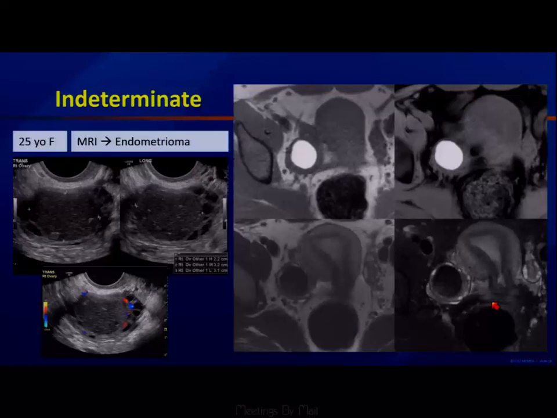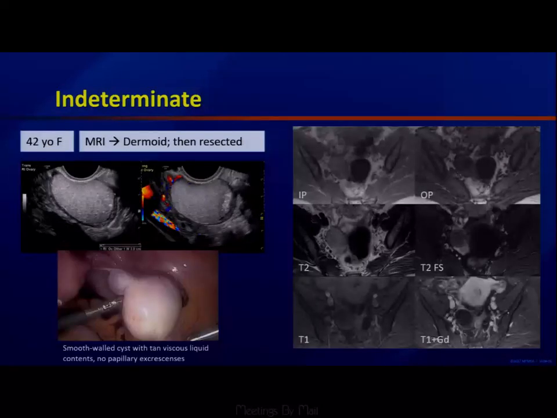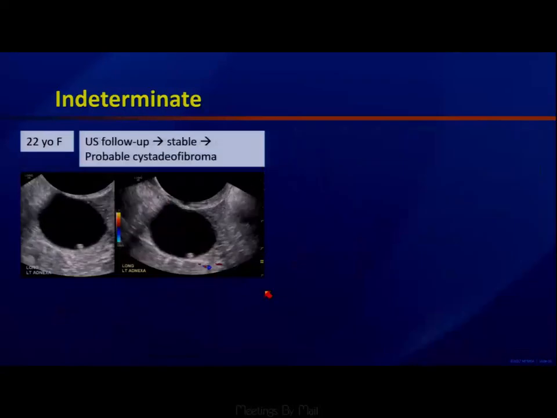So just an example, a couple more of these indeterminate cases that I showed you. This one did end up being an endometrioma, which we thought it would be. This one did end up being a dermoid. It wasn't totally typical, though. So we had some fat that you could see on the MRI. It was symptomatic. They took it out. No malignancy there. This was just followed with ultrasound, this one with the tiny peripheral nodule, and we called it a probable cystadenofibroma.